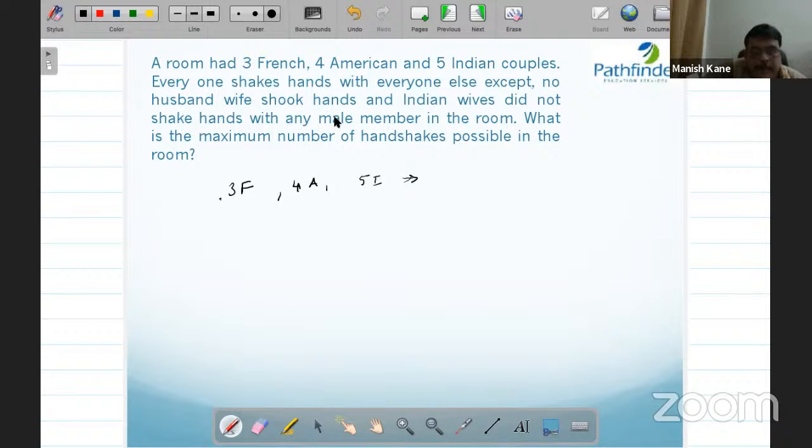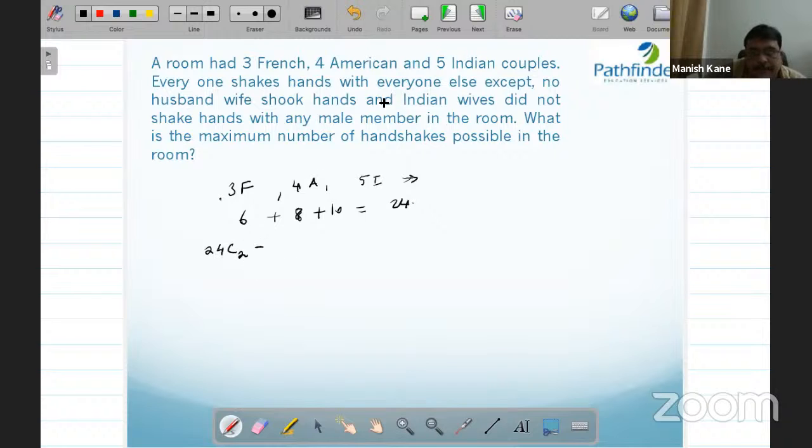Okay, so how many people are there? There are 6 French, 8 Americans, because they are couples, right? 4 couples, so 8, and 10 Indian people. 18, 6, 24 people in all. Now, suppose there were no constraint. So all of them will shake hands with each other. So there must be 24C2 handshakes.